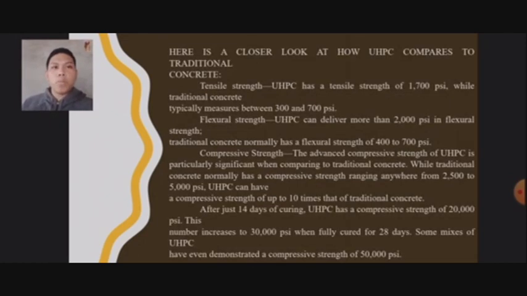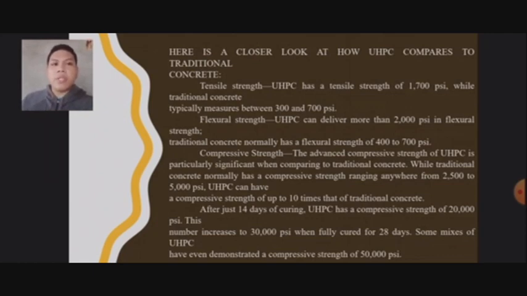And here is a closer look at how UHPC compares to traditional concrete. In tensile strength, UHPC has a tensile strength of 1,700 psi, while traditional concrete typically measures between 300 and 700 psi. In flexural strength, UHPC can deliver more than 2,000 psi, and traditional concrete normally has a flexural strength of 400 to 700 psi.